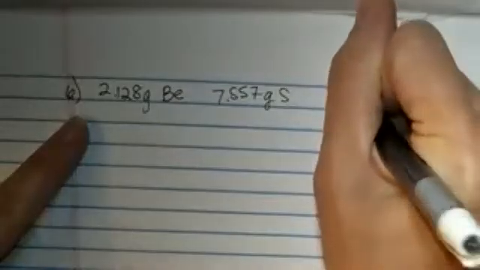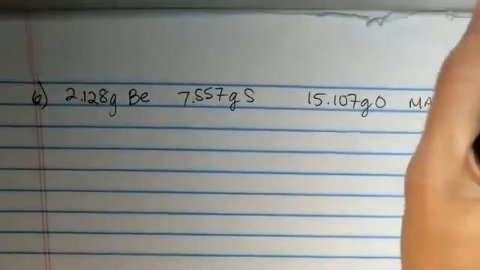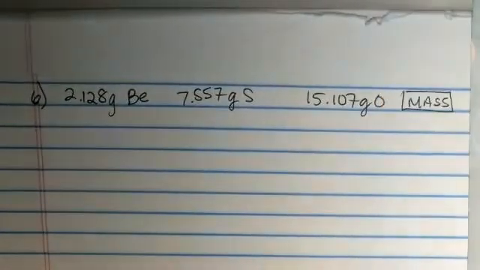All right, so let's say I've got an empirical formula problem. And it says I have 2.128 grams of beryllium, 7.557 grams of sulfur, and 15.107 grams of oxygen. So typically when you go to do an empirical formula, that's what you need to start with. You need to start with the mass of each element.